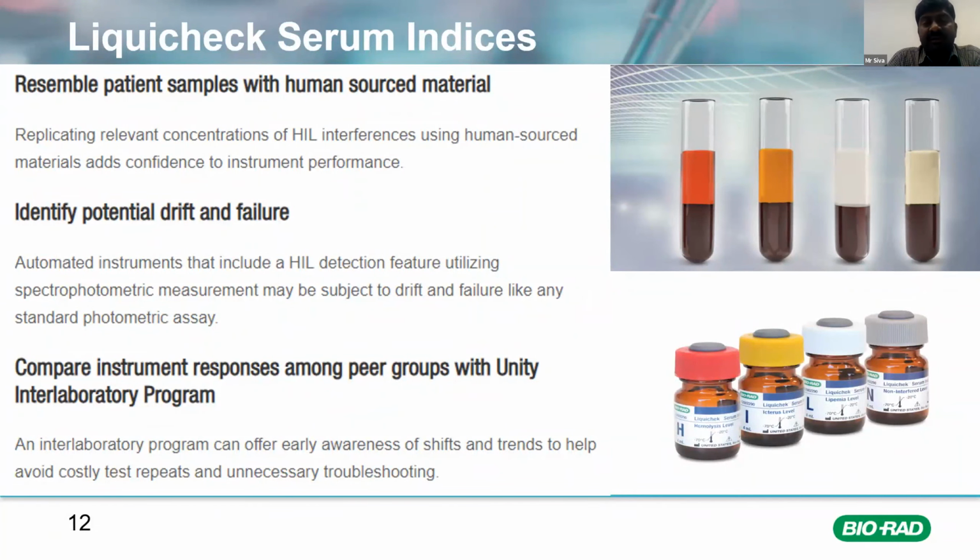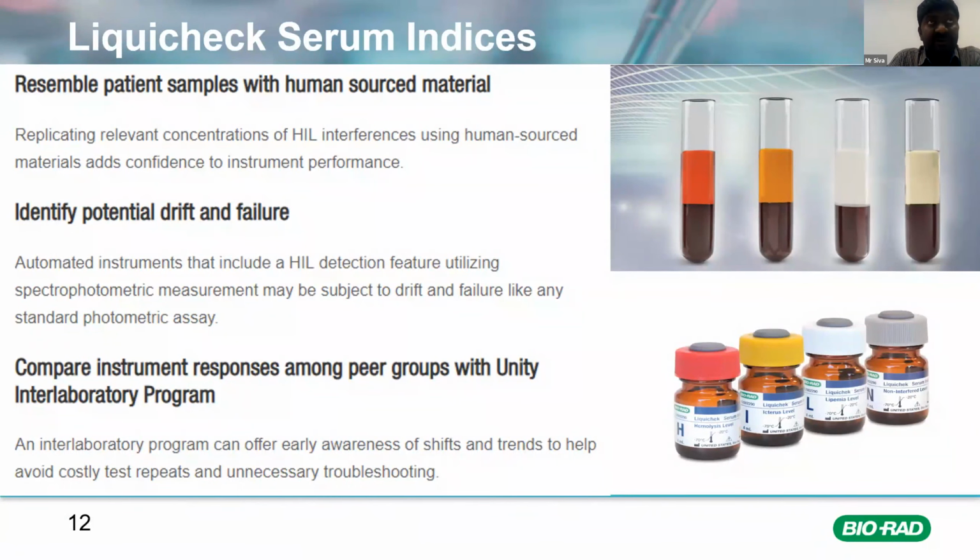So when you have this kind of a product, when it has that explained phenomena already in each sample with an interference, it definitely tries to evaluate and test the HIL module itself, which is there in the instrument, so that it identifies the potential drift or any failure in the HIL system.